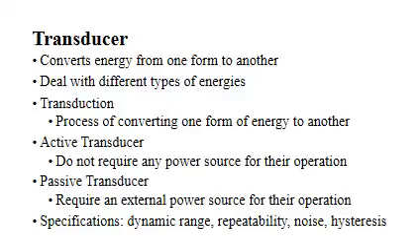This change in the resistance is converted to a proportional signal with the help of a bridge circuit. Then a photocell can be used to measure the intensity of light. There are some characteristics or specifications to rate the transducer, that is dynamic range, repeatability, noise, and hysteresis.